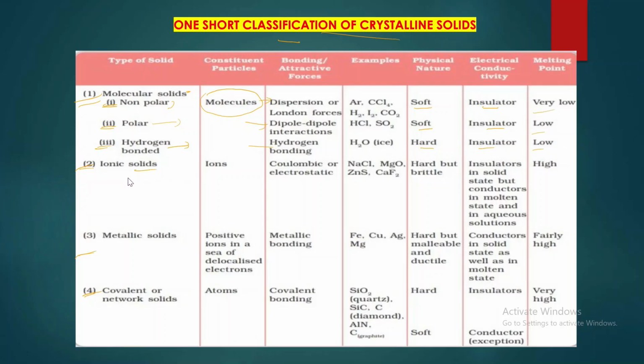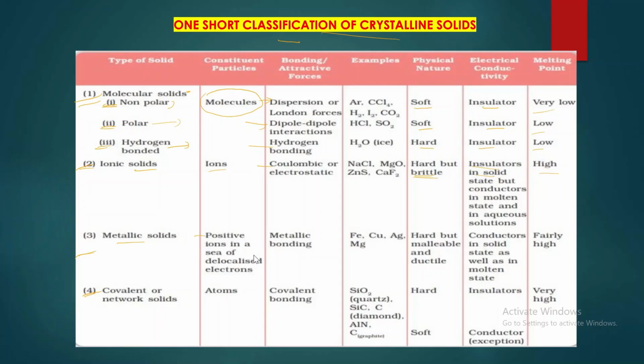If I talk about ionic solids, the constituent particles are ions. Ions are bonded by electrostatic or Coulombic force. They are hard and brittle, as I told you. Brittle means looking hard but easy to break. They are insulators in the solid state but conductors in the molten state or in aqueous solution. Melting point is high.